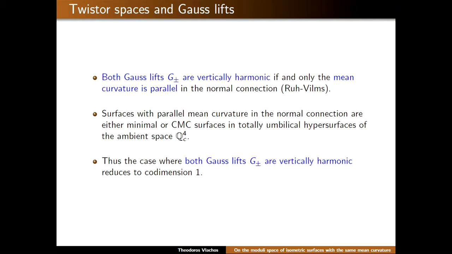What happens if both Gauss lifts are vertically harmonic? In this case, it turns out, using a well-known result due to Ruh and Vilms, that the mean curvature vector field is parallel. And surfaces with parallel mean curvature vector field in a 4-dimensional space form are either minimal or CMC surfaces in totally umbilical hypersurfaces of the space form. So this case is somehow trivial, and from now on we exclude surfaces with parallel mean curvature from our study.